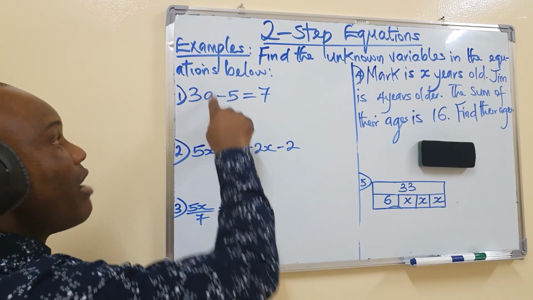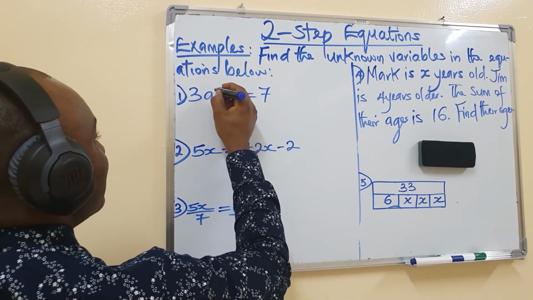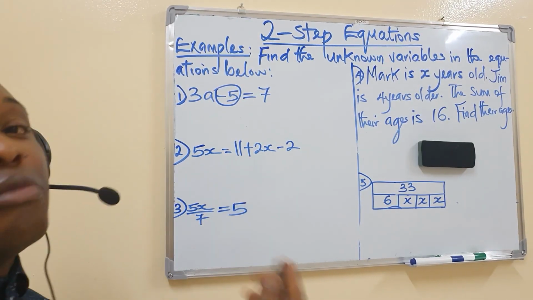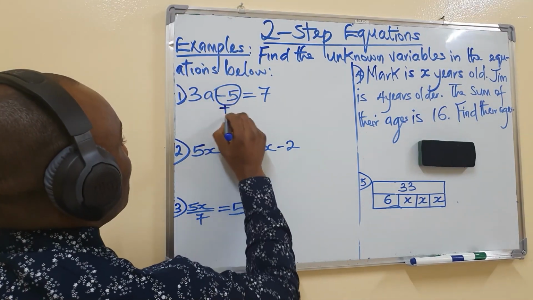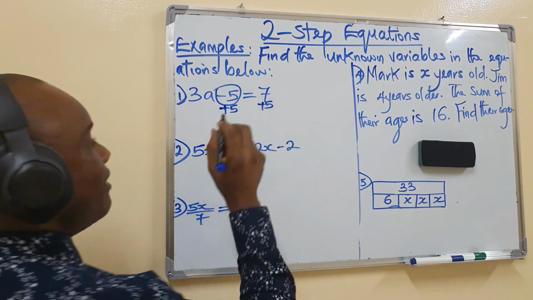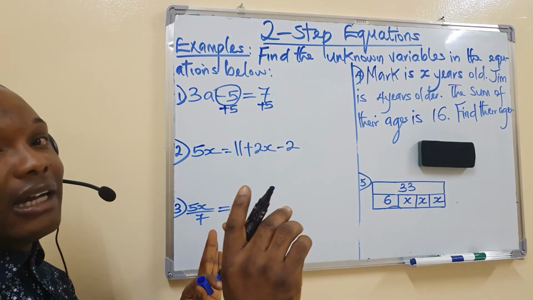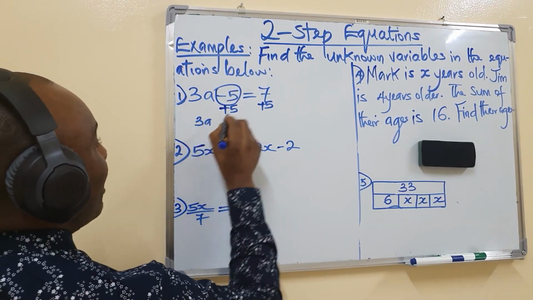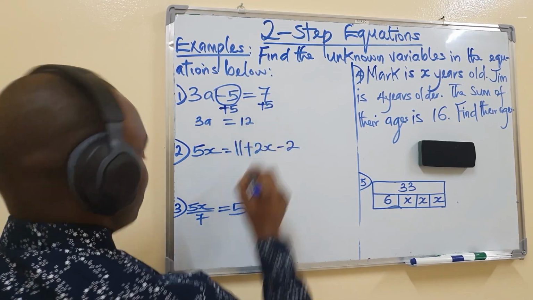So first, we'll begin by removing the -5 to make our work easy. Since the number we have here is negative, all we need to do is use a positive sign to remove it. To do that, we need to add 5 to both sides. So I'm adding 5 on the left and I'm adding the same 5 on the right. In that case, -5 plus 5 is 0. It's gone from the left-hand side. So the only thing left on the left-hand side is 3a. And on the right, we have 7 plus 5 is 12.